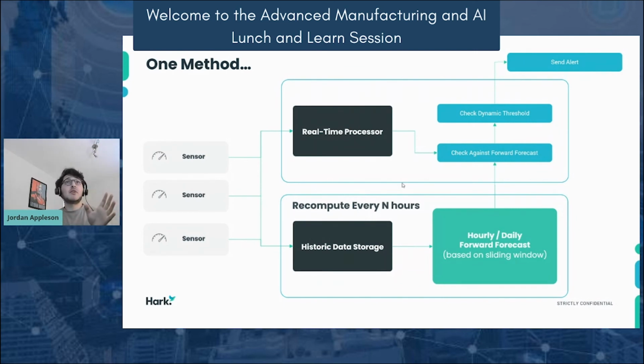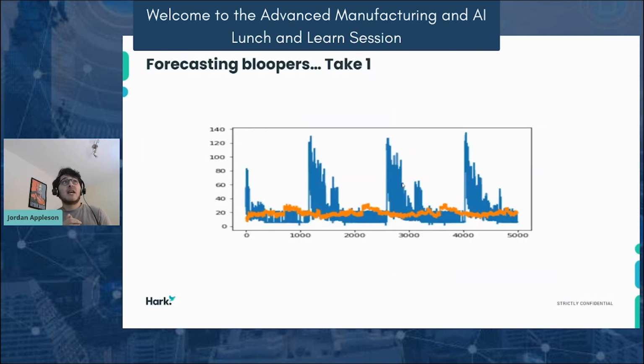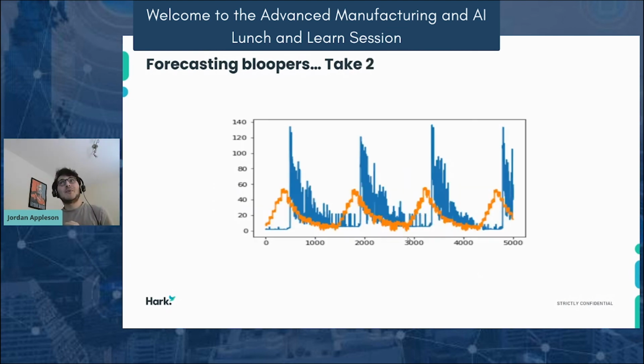So some forecasting bloopers before I go. Attempt number 1, forecasting some data. The blue line is the actual and the orange line is a forecast. As you can see, it literally, to use the pun, fell flat on its face because it's almost a flat line.